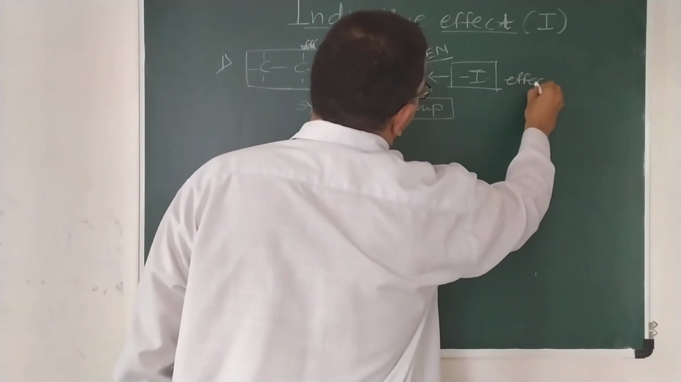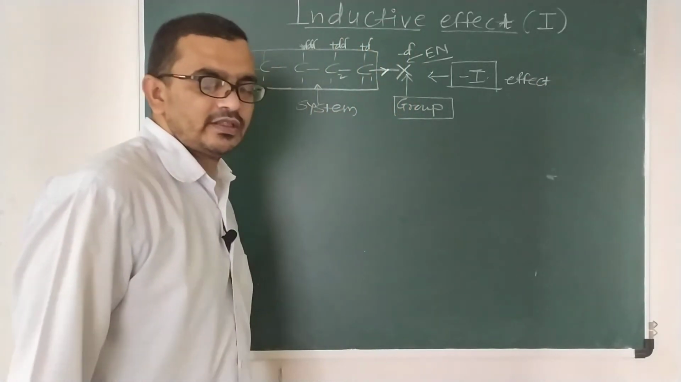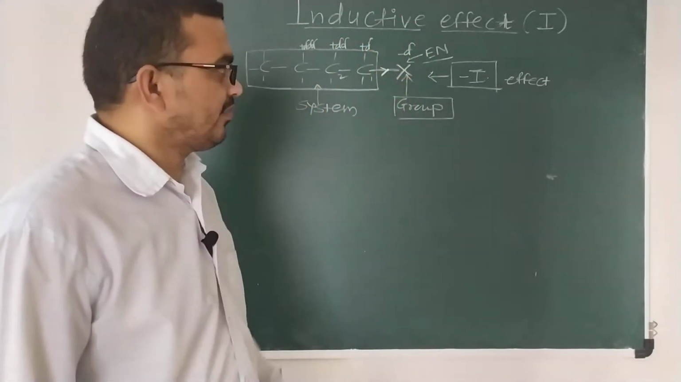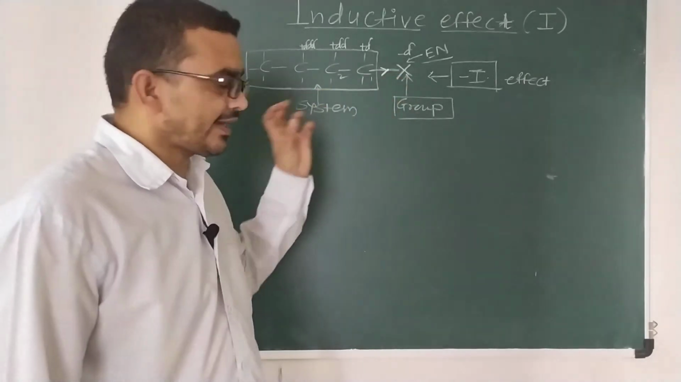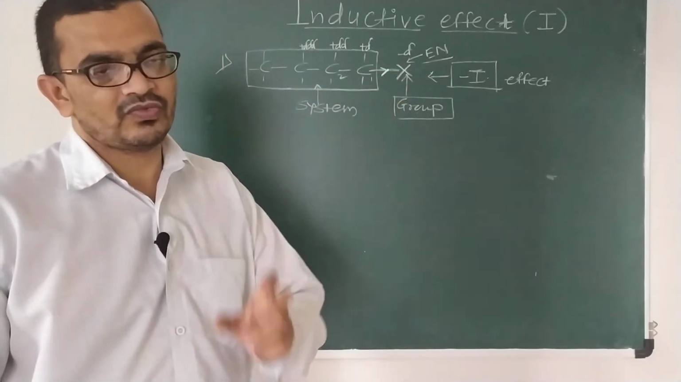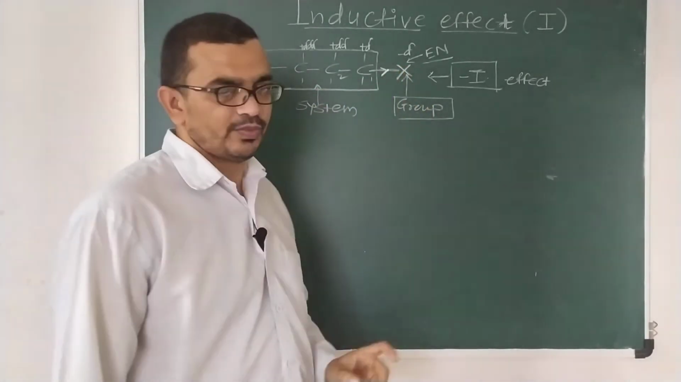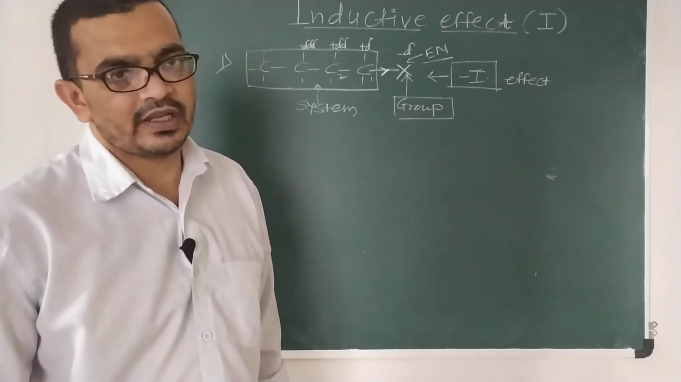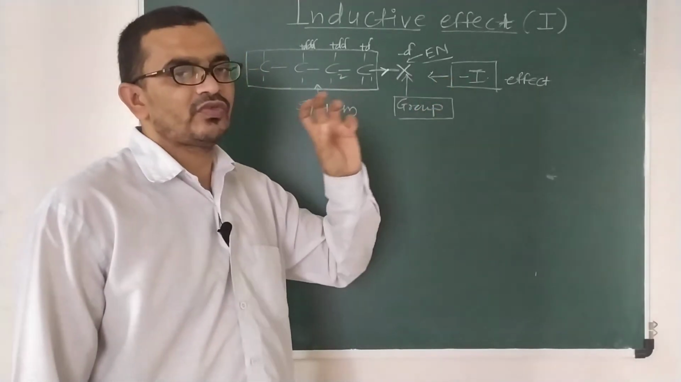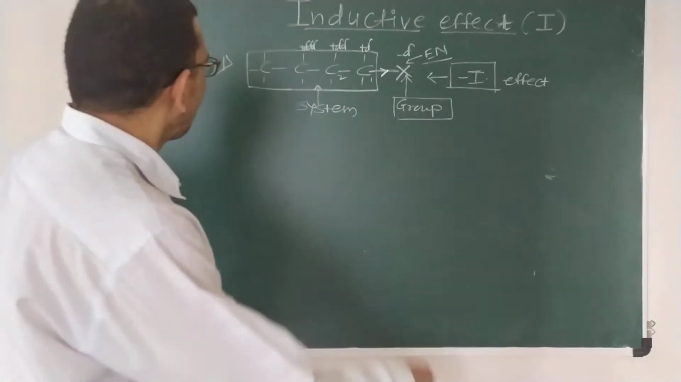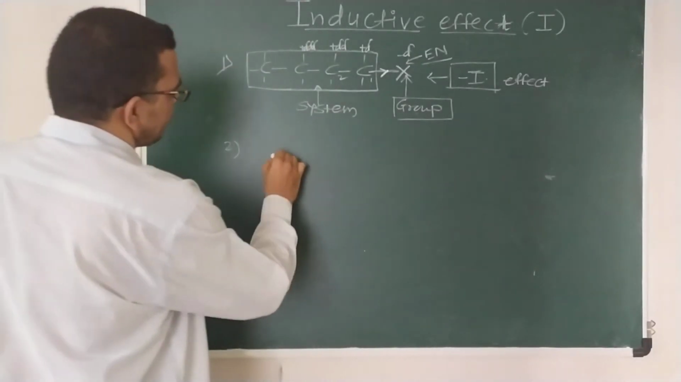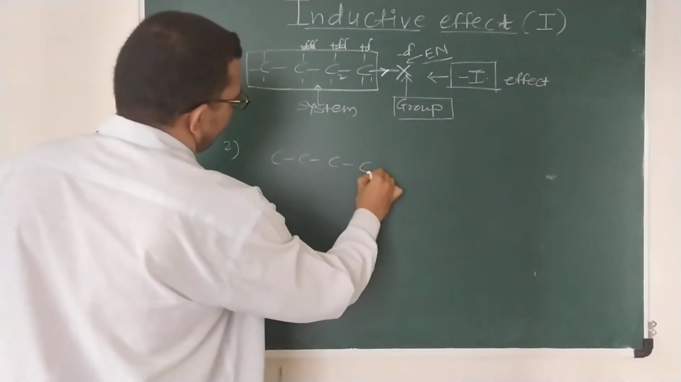This is very important, students, to understand this concept. So this is one example. Here the group attracts the electrons towards itself, so it is an electron withdrawing group, and that's why it is the minus I effect. Minus I effect means electron withdrawing effect.